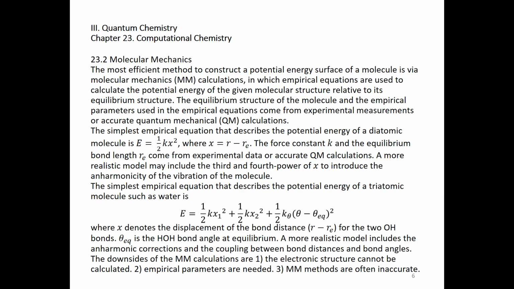The most efficient method to construct a potential energy surface of a molecule is via molecular mechanics calculations, in which empirical equations are used to calculate the potential energy of the given molecular structure relative to its equilibrium structure. The equilibrium structure of the molecule and the empirical parameters used in the equations come from experimental measurements or accurate quantum mechanical calculations.